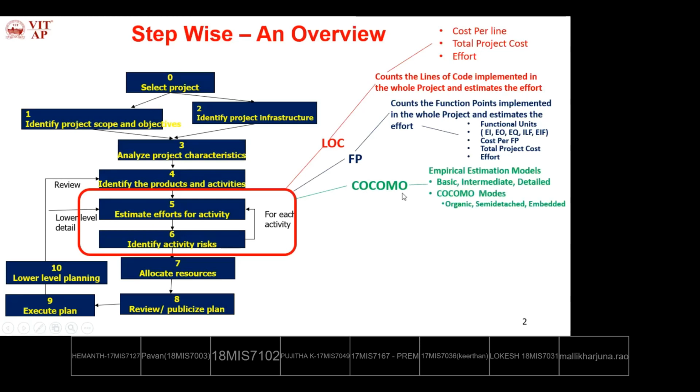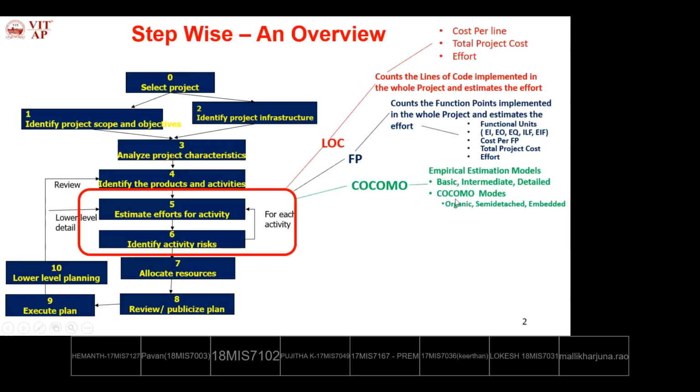Basically these COCOMO models are divided into 3 types: basic COCOMO model, intermediate COCOMO model, and detailed COCOMO model. The basic COCOMO model is used to develop small scale projects. Intermediate COCOMO models are used to develop medium scale projects. Detailed COCOMO models are used to develop large scale projects. Anyhow, these COCOMO models are used to estimate the effort of the total project.